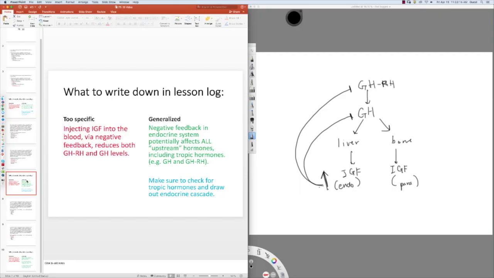And yes, there is a tropic hormone, GHRH, right? And by not drawing that or thinking of that, I missed out on half of the answer. So the action takeaway in blue is to make sure to check for tropic hormones and draw out the entire endocrine cascade, not just what's mentioned in the problem. With hormones, it turns out we want to map out all of the relevant circuitry, even though it's not explicitly stated in the problem.